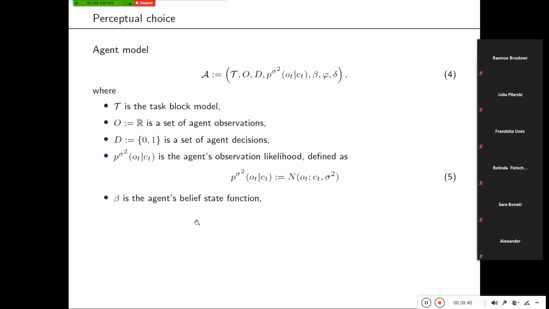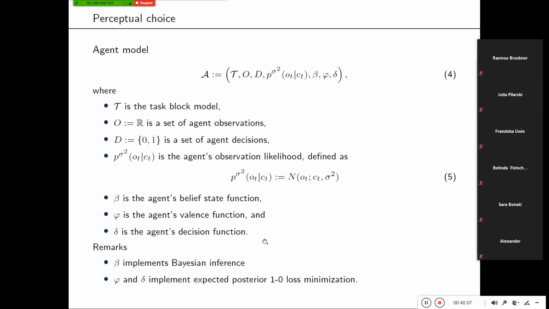It has this belief state function to compute the belief state, and it has phi, which is the valence function, which associates valences with the specific agent decisions, and it has a decision function that, based on the decision valences, returns the agent decision. So let me show you two remarks. First of all, this belief state function implements Bayesian inference. So you can also call this a Bayesian observer or a Bayes optimal belief state agent or whatever.